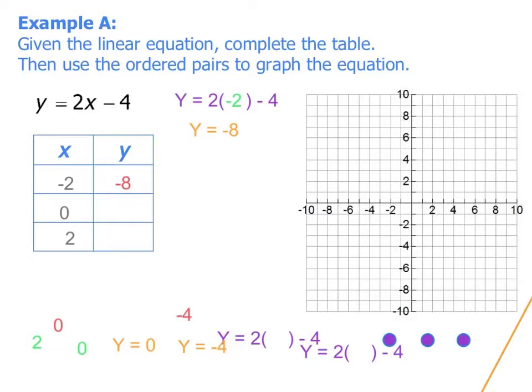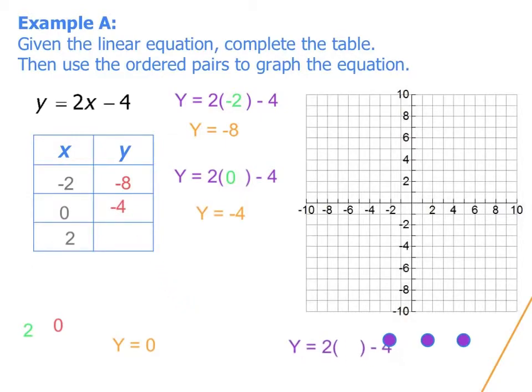Every time my x is negative 2, my y is going to be negative 8 in this linear equation. So the next number that I'm going to substitute in is 0, because that's the next number in my table. So I'm going to take my 0 and plug it into my equation, or substitute it. 2 times 0 is 0. 0 minus 4 is negative 4, so I know every time that I have 0 in my linear equation, y is going to equal negative 4. So I can fill that in my table.